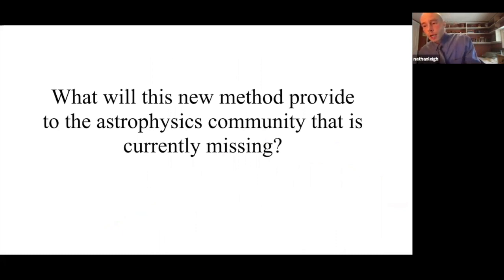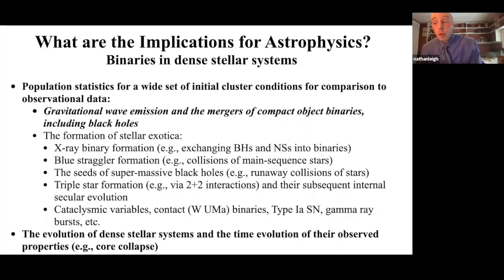So before getting into showing some results, I'd like to briefly motivate it by discussing what the goals are and what we hope to obtain from our model. So what can we do with our analytic model? One thing we can do with our diffusion formalism is to predict the rates of black hole mergers in dense stellar environments due to the dynamical formation channel. So we get population statistics for a wide set of initial cluster conditions for comparison to observational data.